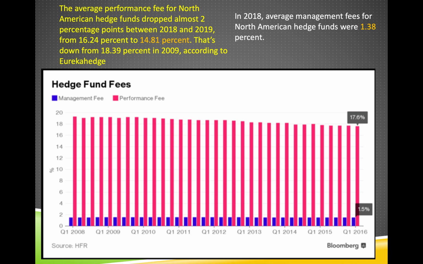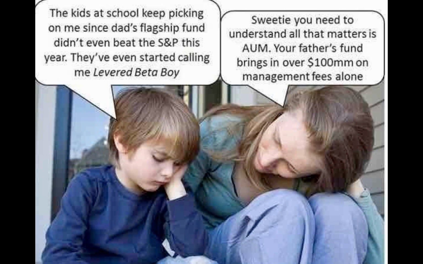Now those fees have been dropping on average over time. This is a chart that shows from 2008 to 2016. Basically, the performance fee fell to 17.6%. The management fee fell from 2 to 1.5%. And some updated data there from a recent article: for North American hedge funds, the performance fee has dropped to just under 15% of the gains in the portfolio, and the average management fees have declined to 1.38%.